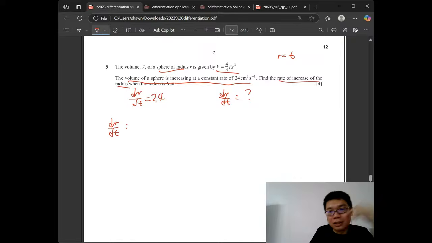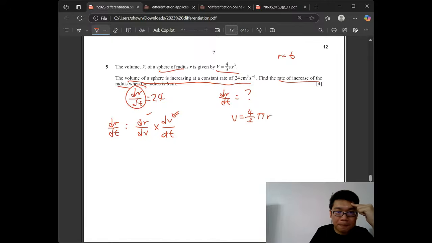So we use the chain rule. Info given is dV/dt. So we already have this, so we need to find this. So we need to relate V and r by using the equation that they give. We just find dV/dr.